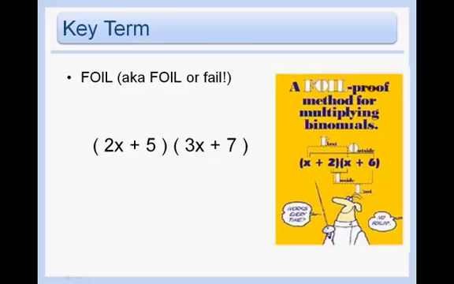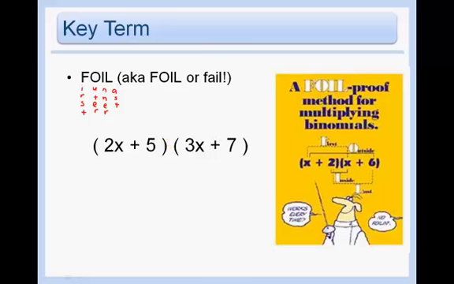When you're multiplying two binomials, and I call these binomials because they have 2 terms. 2 is bi. 3 terms, I would have a trinomial. Whenever I'm multiplying 2 binomials, you must FOIL. FOIL stands for first, outer, inner, last. And I like to call this FOIL or fail, because if you don't FOIL, you will fail your test.